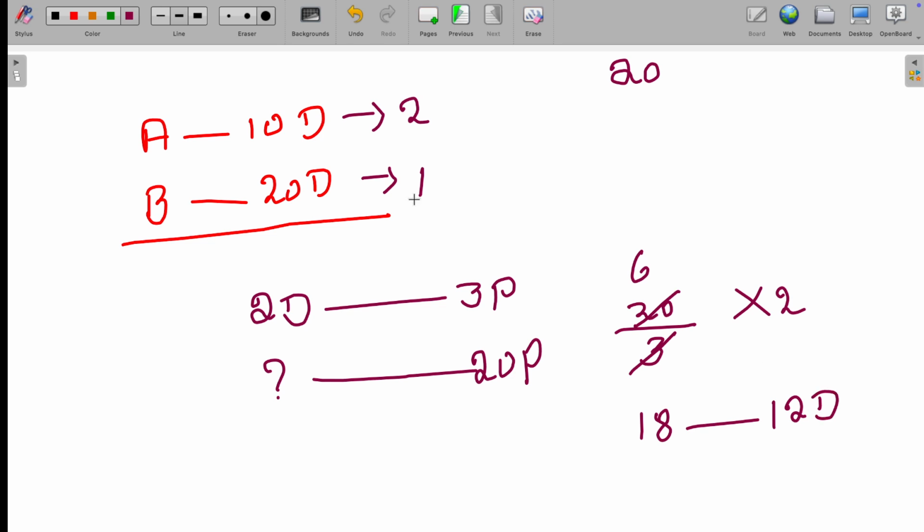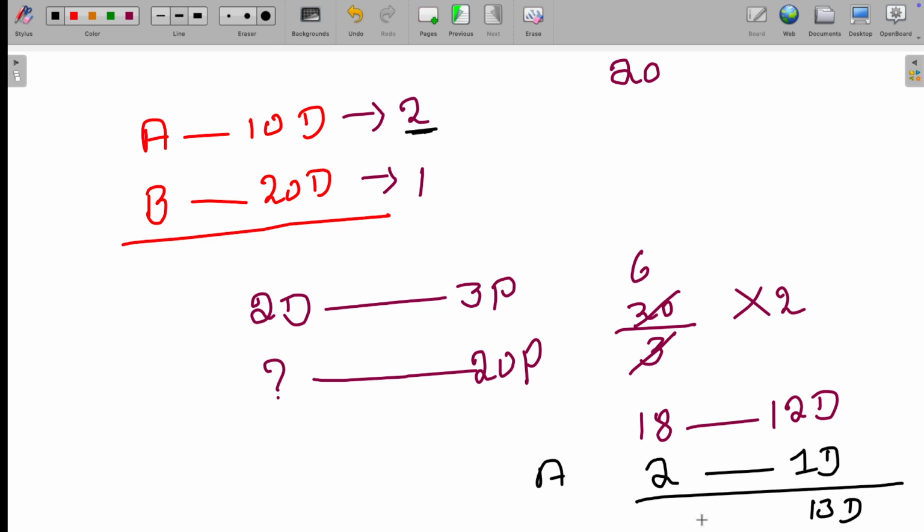Still how much work is pending? 2. Next day who will come? A. His capacity is also 2, correct? So the next day A will come. 2 parts we need, and his capacity is also 2, then he will take 1 day to finish that. So how many days is it in total? 13 days to finish those 20 parts of work. Is it clear? One more I will do. 3 1s are 3, 3 6s are how much? 18. 18 parts of work over.